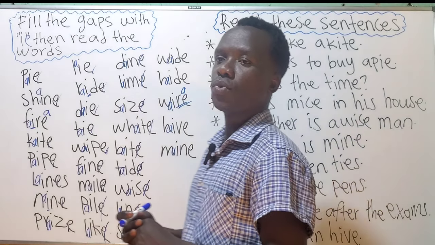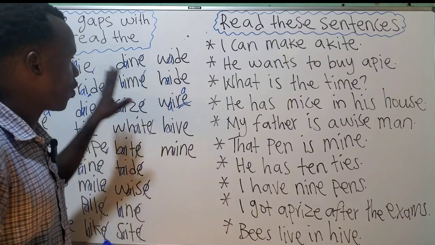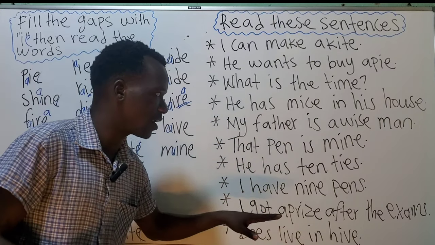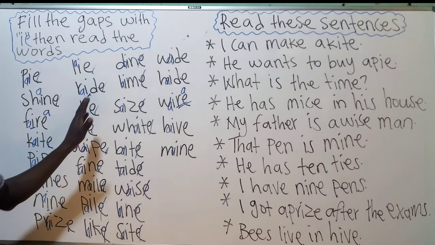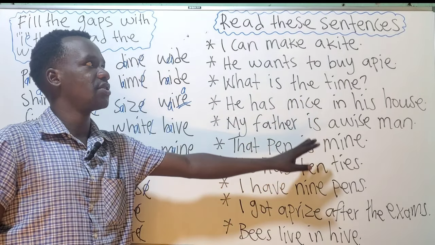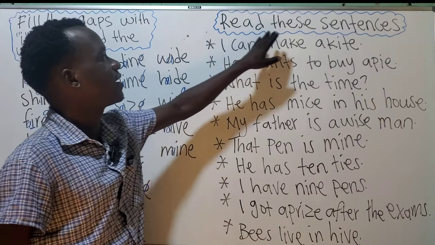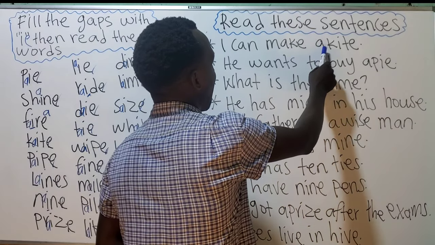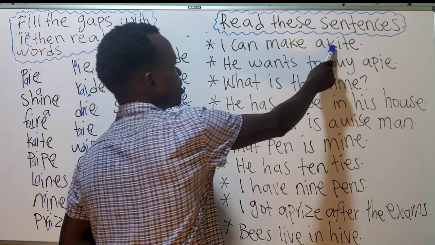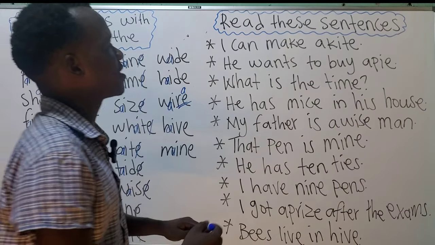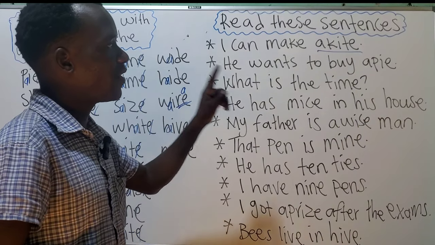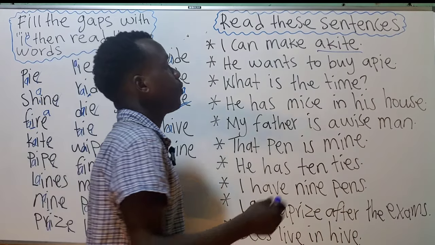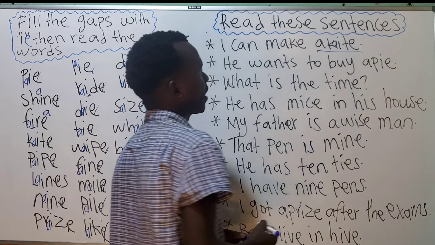Then we shall read these sentences that have the words that we learned. Okay. Yes, let us read the sentences. These words that we just learned, they are in these sentences here. I can make a kite. So what is missing here? What is invisible in this noun here? There's an invisible letter there, but it can be sounded. You can hear it, but you cannot see it. What do we have? We have here A, okay?